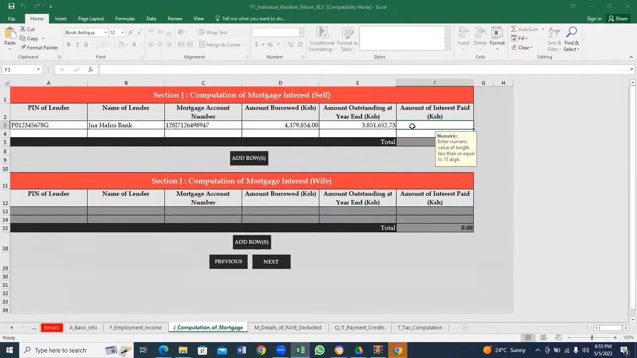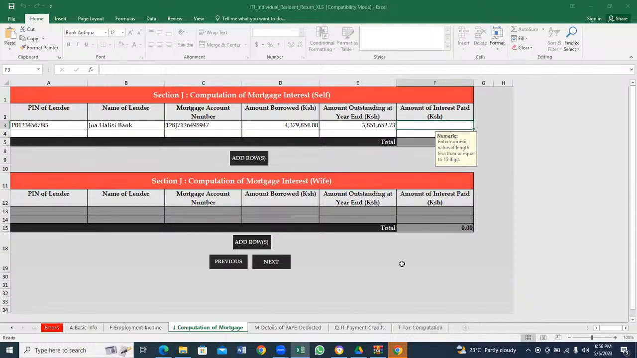How much did Janet Mungai pay as interest for the year 2022? How much mortgage interest did she pay? 234. Now, before I put that figure, I want you to see what happens.